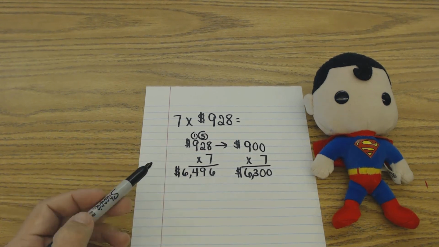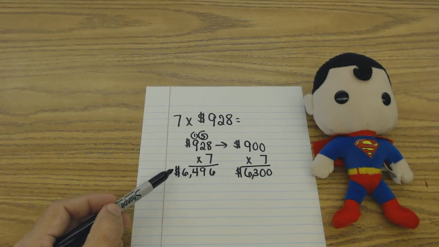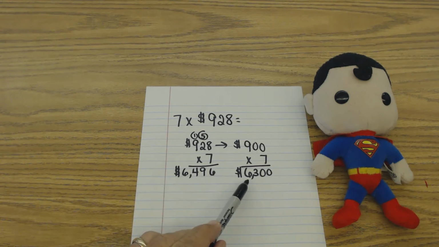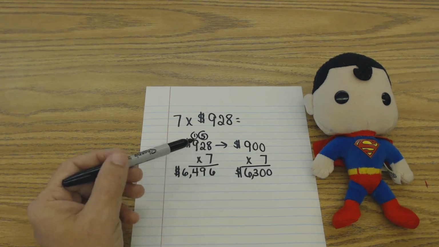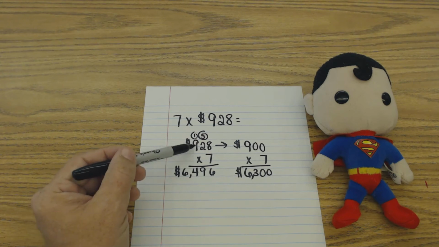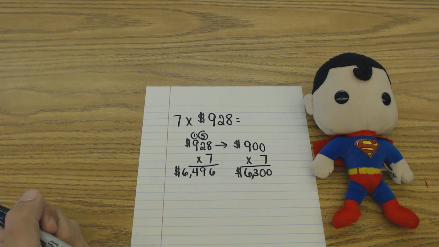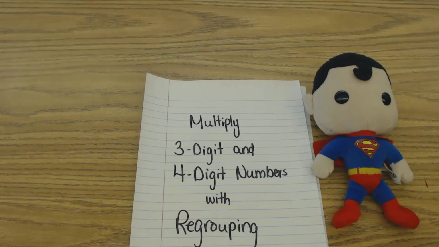So $928 times 7 is $6,496. We compare that to our estimate of $6,300, and we say, hey, that's close. We expect our actual answer to be a little bit more because 928 is a little bit more than 900, which we rounded to. So this looks good. This is how we multiply 3-digit and 4-digit numbers with regrouping.